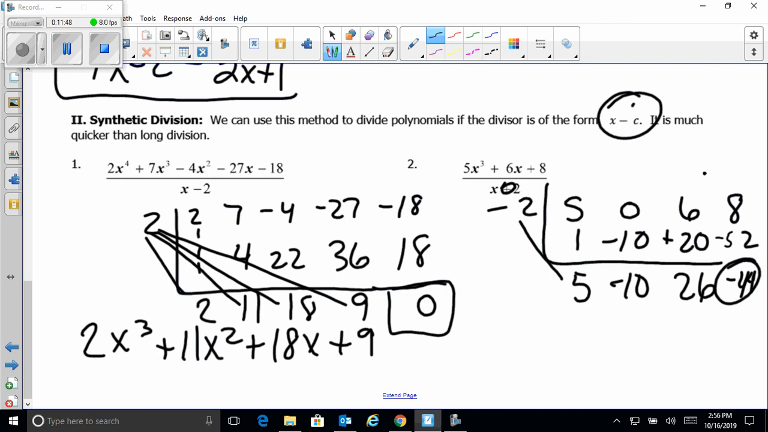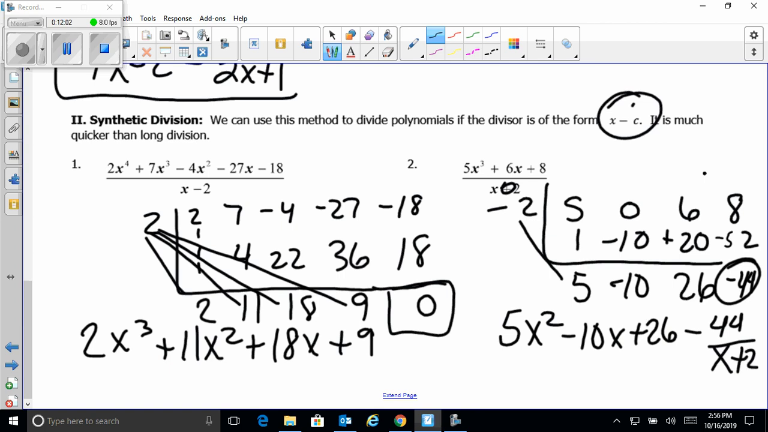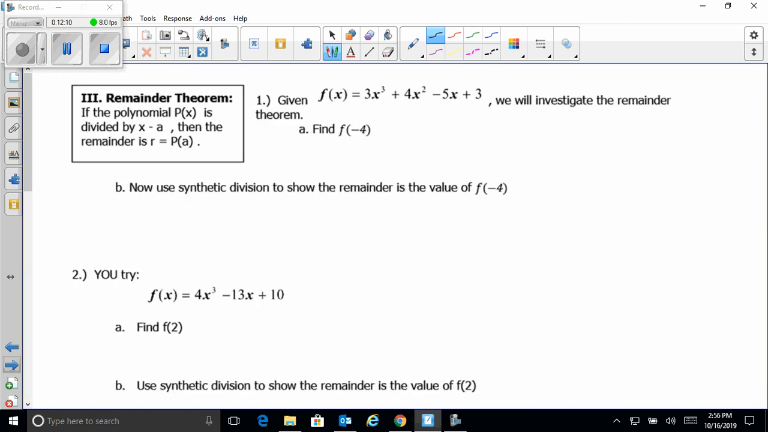So the answer for this one would be 5x squared, because remember it's 1 less than what we started with, minus 10x plus 26 minus 44 over x plus 2. So that's our synthetic division. So what's this going to help us do? It helps us know if something is a factor.